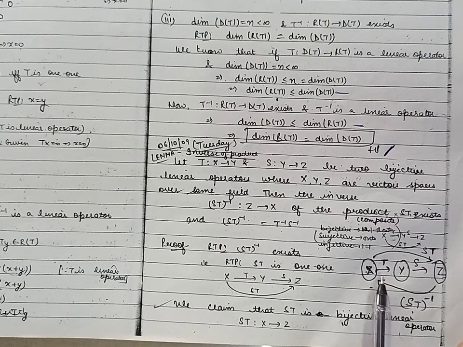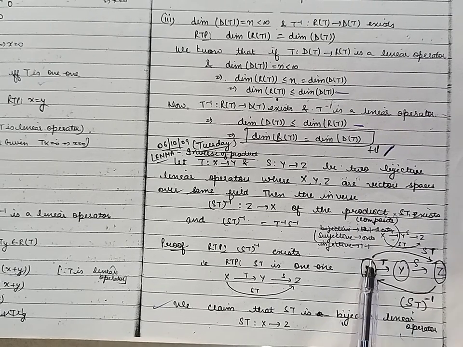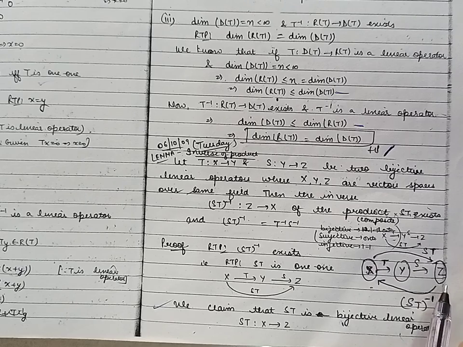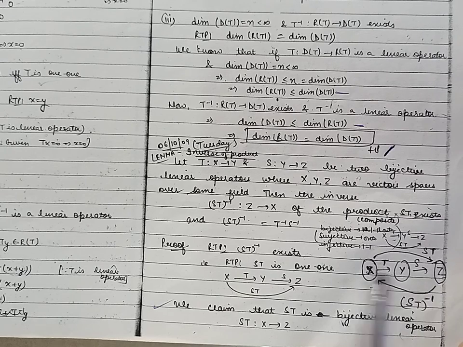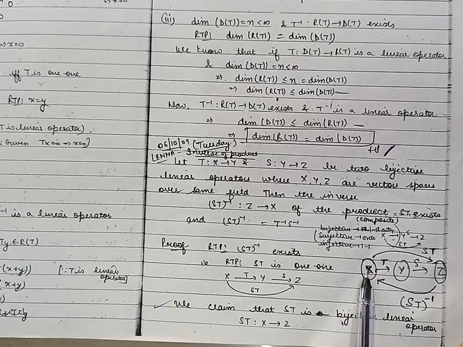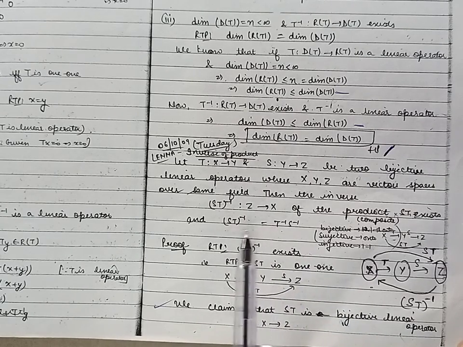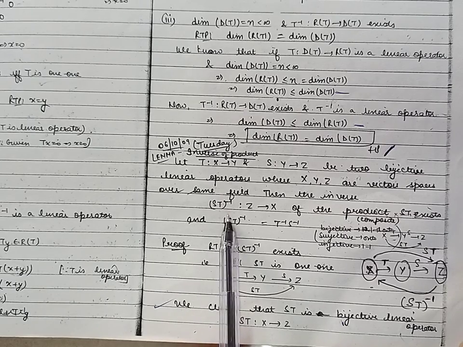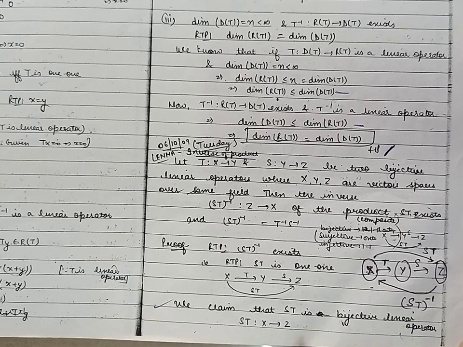Now, the composite mapping ST is from the vector space X into the vector space Z. We are to prove that the inverse of the composite mapping, which is denoted by ST inverse and is from the vector space Z into vector space X, is given by T inverse into S inverse. So, first of all, we will prove that this composite mapping ST is a linear operator, and then we will prove it is a bijective mapping.